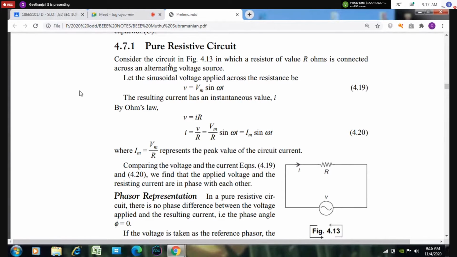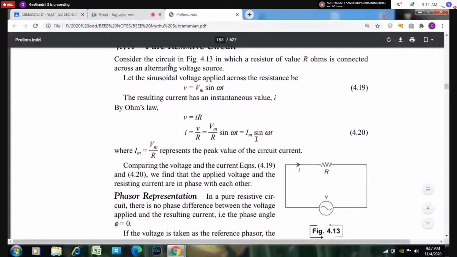See, already I told you that the pure resistive circuit means that resistance alone is connected with the AC supply. By the time we are relating V and I, we are seeing the relationship between the voltage and current. So this is the pure R circuit. This is the resistance, connected with the AC supply. The supply voltage is given by V, and the current flowing through R is given by I, right?